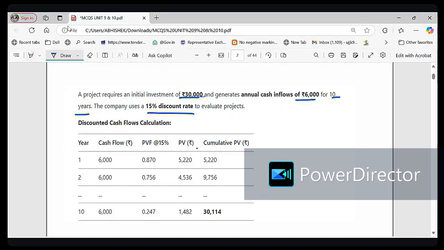As you can see, the same thing has been shown in the form of a table. So these are the cash flows. First year it will receive 6,000, second year also 6,000, third year 6,000, till the 10th year it will receive 6,000. And then we find the present value factor, we multiply both of them to get the present value, and then we get the cumulative PV. So this is just a table given for your convenience.